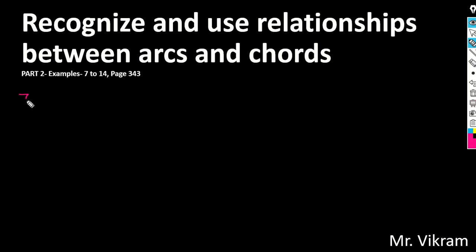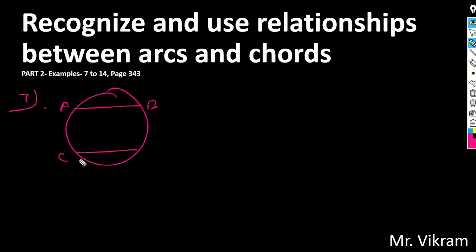Question number 7 we have: you have a circle given with two chords AB, CD. Now this angle is 105 degrees and this angle is 5x degrees, and this is 7 and this is also 7. So we know that if two chords are congruent, 7 equals 7, then what will happen? You have arc AB also congruent to arc CD, right?